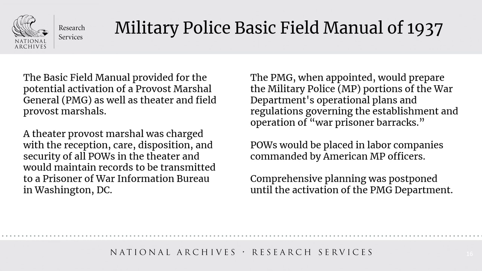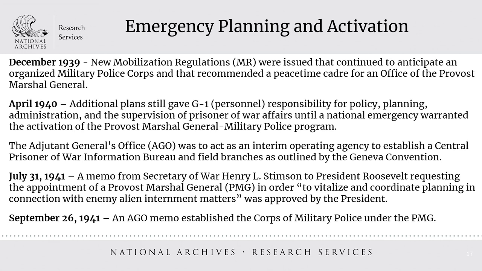Although there was no Provost Marshal General or Military Police Corps at the time, the Military Police Basic Field Manual of 1937 provided for the potential future activation of a new Provost Marshal. In accordance with the Geneva Conventions, plans were also made for a Prisoner of War Information Bureau and for record keeping and information sharing related to prisoners of war. These were all very high-level plans that left most details to be worked out upon the actual activation of the new Provost Marshal General.